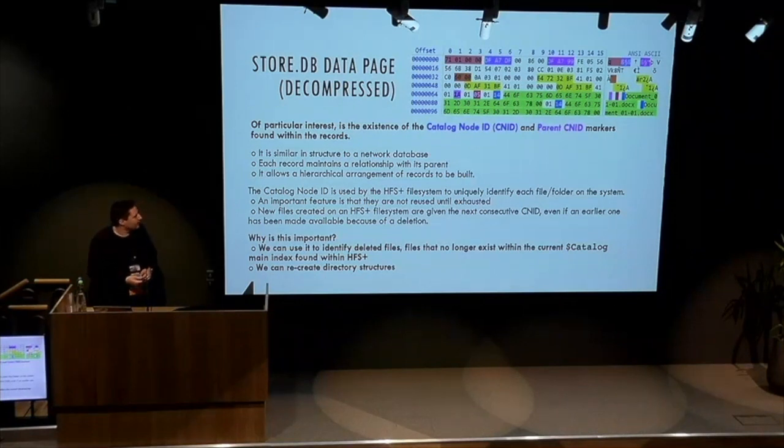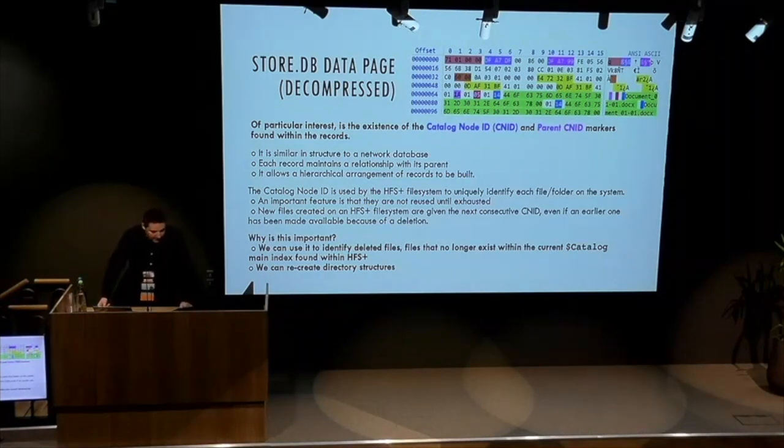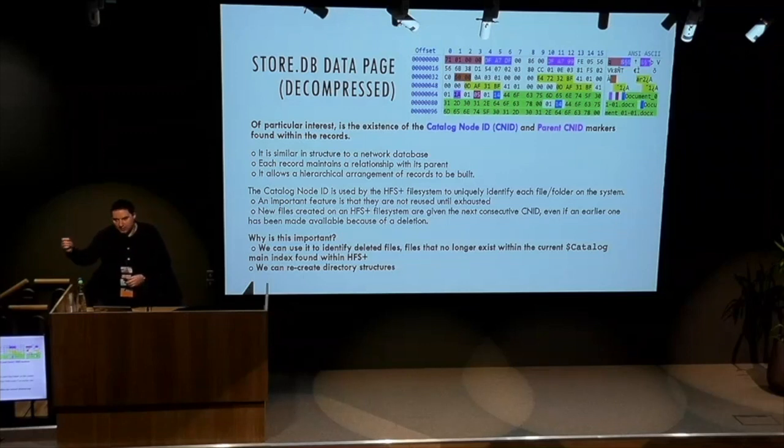Okay. So it's similar here to the structure of a network database. Each record maintains a relationship with its parent and allows a hierarchical arrangement of records to be built. The catalog node ID is used by HFS Plus to uniquely identify each file or folder on the system. An important feature of the catalog node ID is that they're not reused until they're exhausted, and then it cycles around. New files created on an HFS file system are given the next CNID, even if an earlier one has been made available because of a deletion. So it's a sequential issuing of it until they expire, and then it loops back around.